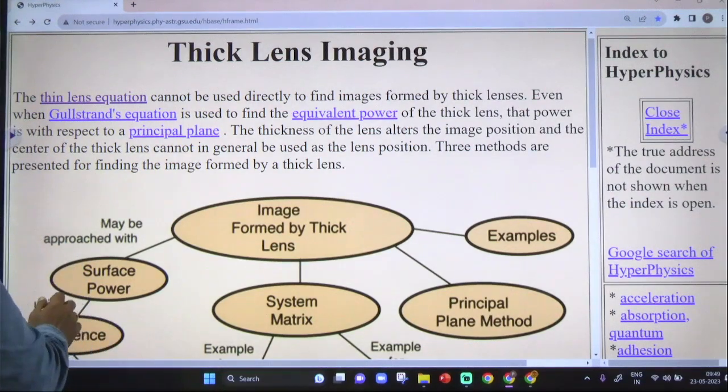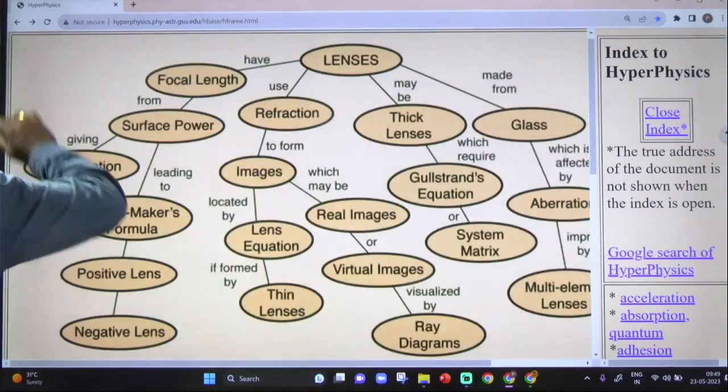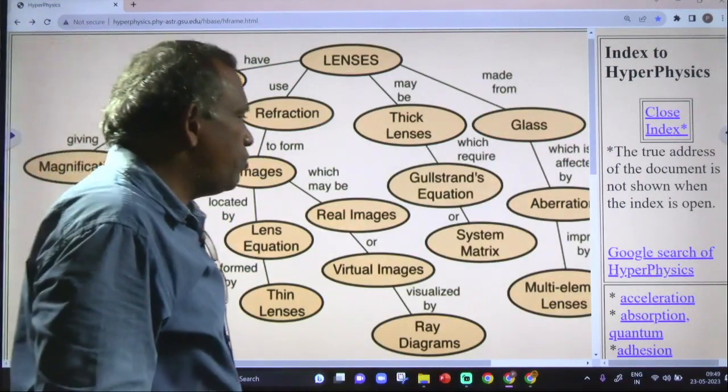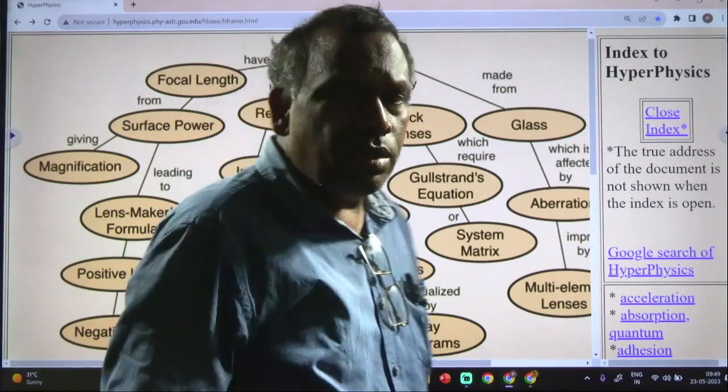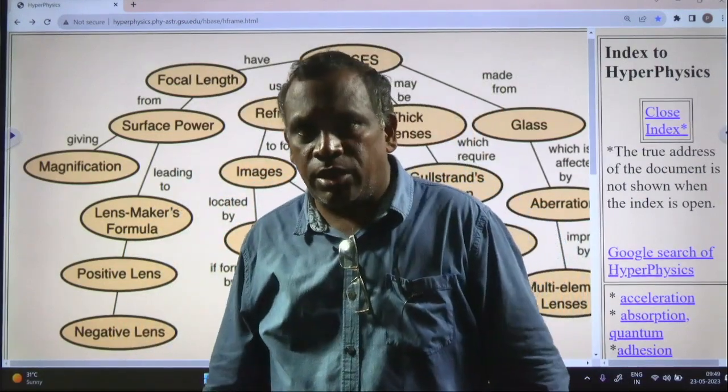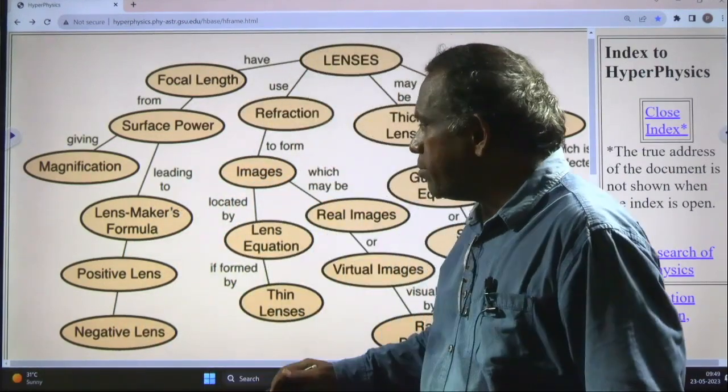What is the power of a lens? Power is nothing but the reciprocal of focal length. The reciprocal of focal length is called power. Power is measured in diopters.